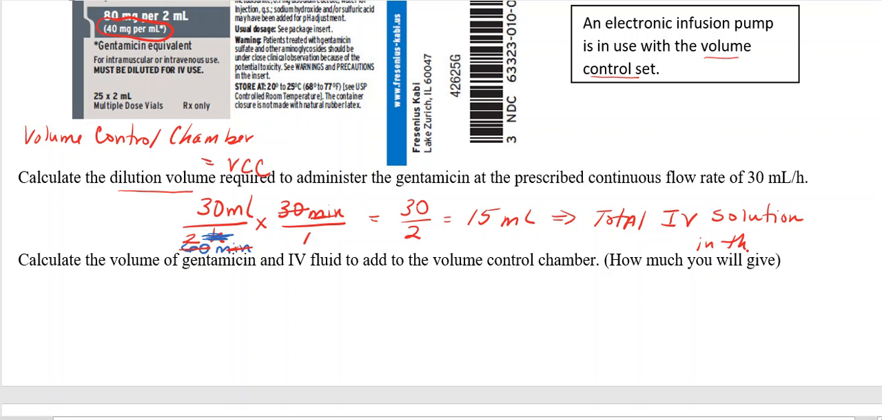In the volume control chamber. Okay, so now I want to calculate the volume of gentamicin to add to the volume control chamber. So how much medicine am I going to add? Again, it's the same as how much will you give, except we're giving it in the volume control chamber. So again, I'm looking for milliliters.